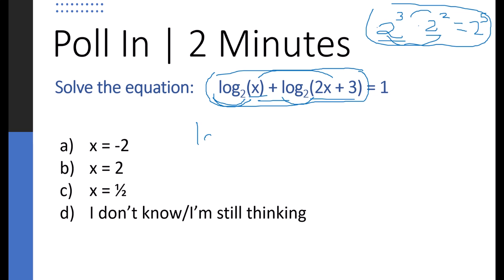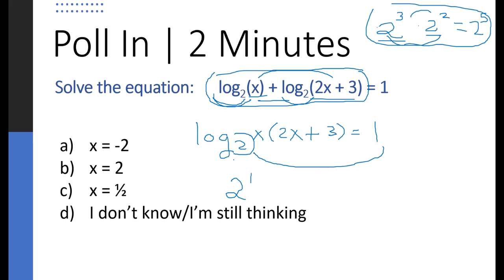So we can combine this or rewrite this as log base 2 of x times 2x plus 3 equals 1. Knowing what we know about logarithms, we're going to start with the base. So we can rewrite this as 2 to the first power is equal to, go back over here and get all of this, x times 2x plus 3.